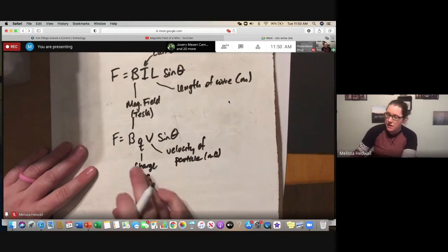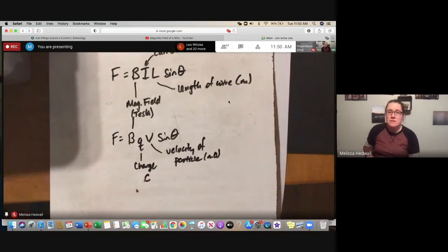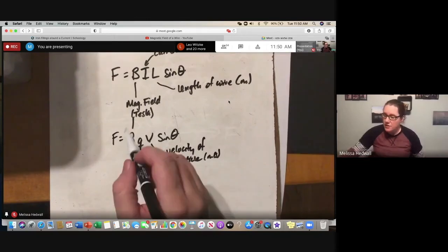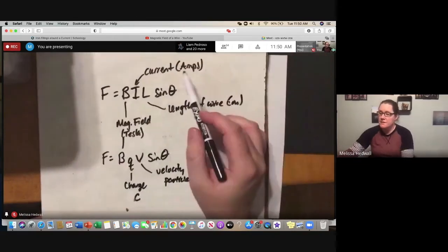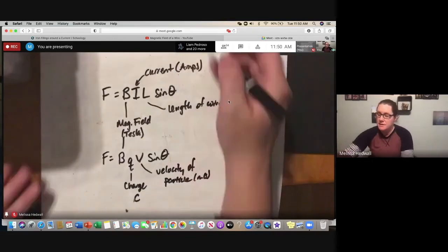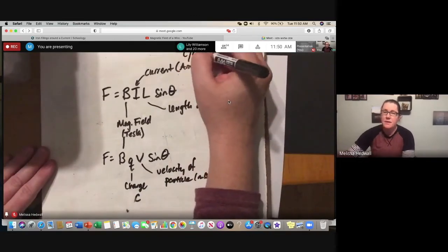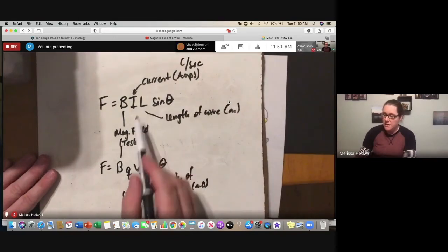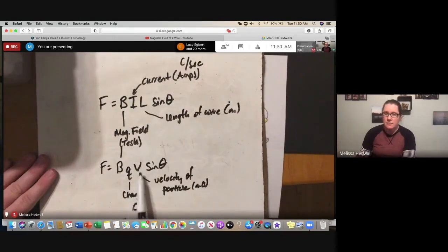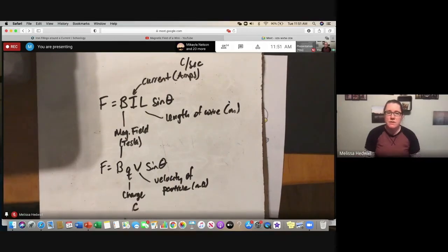If you break down and look at the units, you have your magnetic field in Teslas for B. For current, you have amps, which is coulombs per second, and then you have your length in meters. Here you have your charge in coulombs, but then you have meters per second. And so you still have all of the same units in order to get to that force. Like I said, there are some diagrams that I talked through in the video that'll help you out with that.